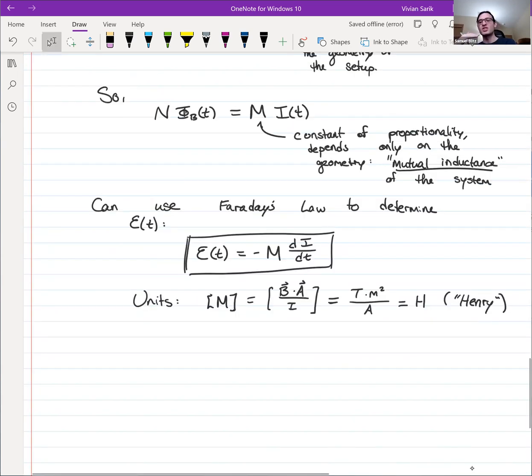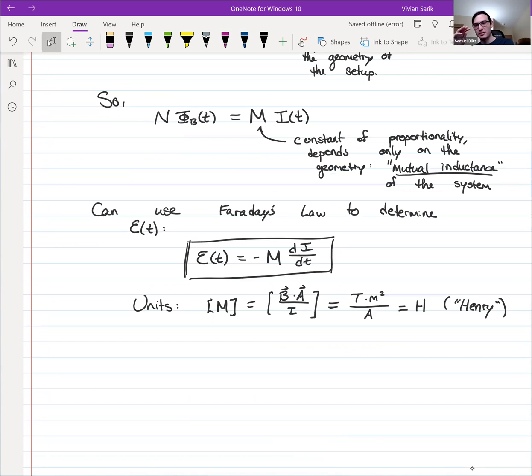So M doesn't just describe the mutual inductance when you have current running through one side and EMF on the other side. It describes current running through either side and EMF on the opposite side, regardless of which one has current flowing through it. And we can actually show that relatively easily. But let me just write that down really quick.